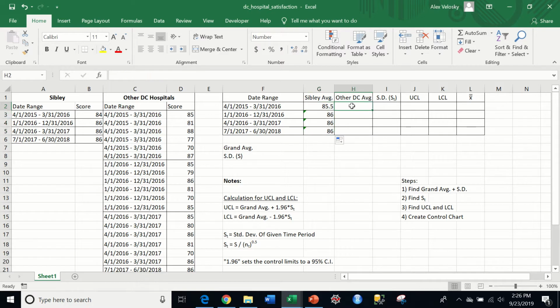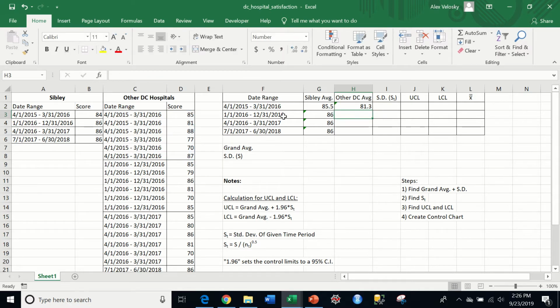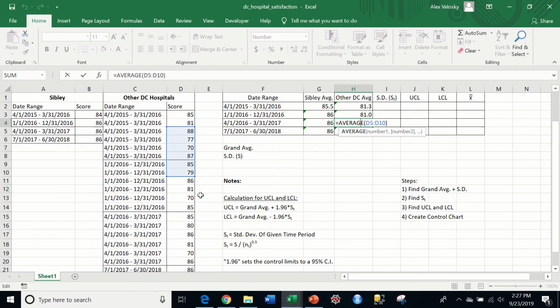We'll do the same thing with our DC competitors for each time period. So note that the time periods are from April 1st, 2015 to March 31st, 2016, and so forth for 4 different time periods. And you can drag and drop these too, but you have to be aware because you'll need to change the input values like so.